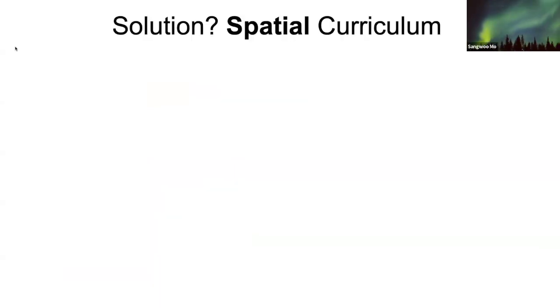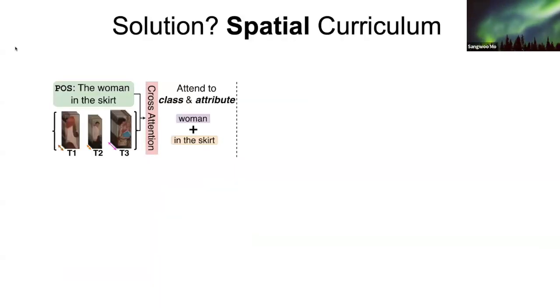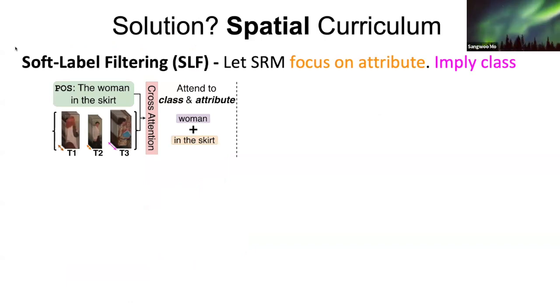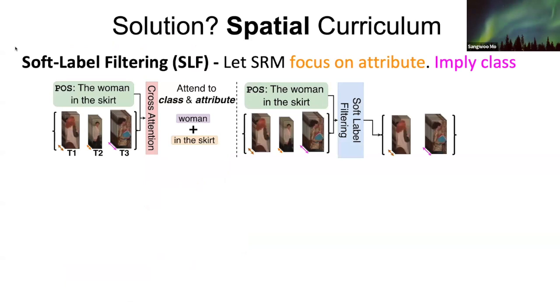So yeah, how do we solve this? The issue is that our spatial model actually needs to learn to ground both class and attribute at the same time. But why don't we let our model just learn to ground one thing, which is the attribute? So we have a mechanism called soft label filtering, where we leverage the predicted soft labels from Grounding DINO to actually remove those tubelets which aren't relevant to the subject that we're trying to ground.